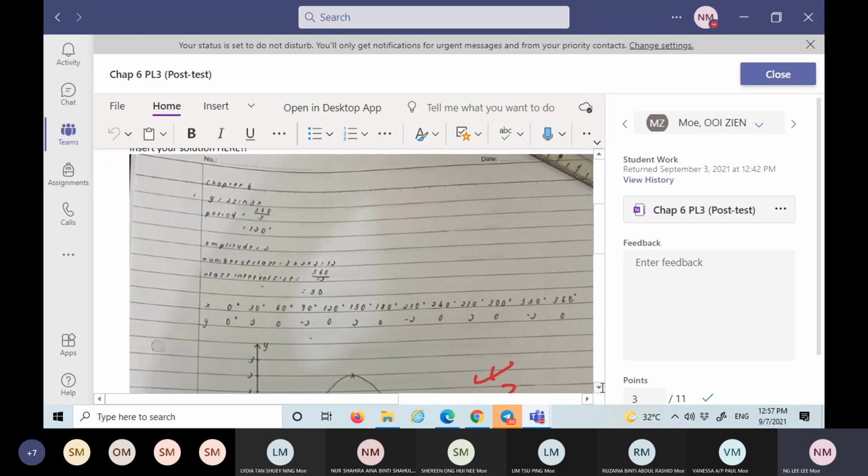Okay, Wijan. I want to ask, before you start with the table, why do you need to write all this: period, amplitude, number of classes, class interval size? Is it your tuition teacher who teaches in this way?